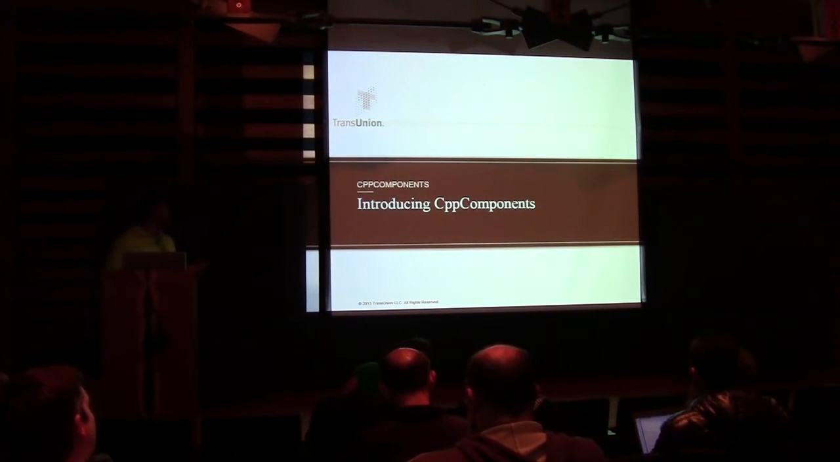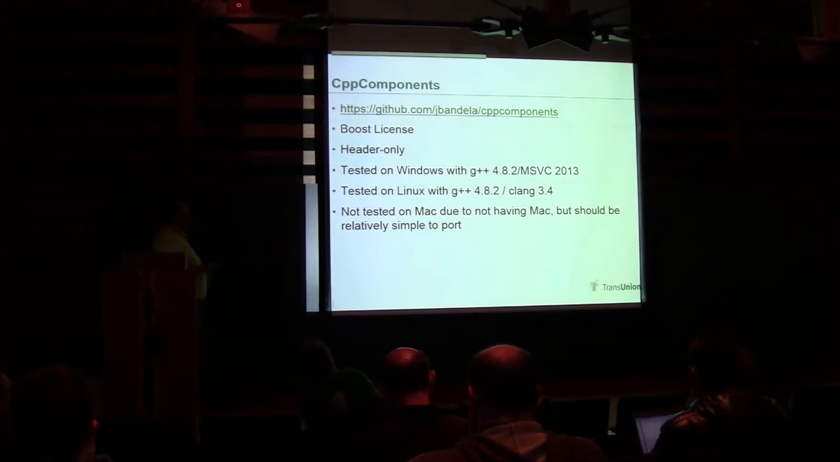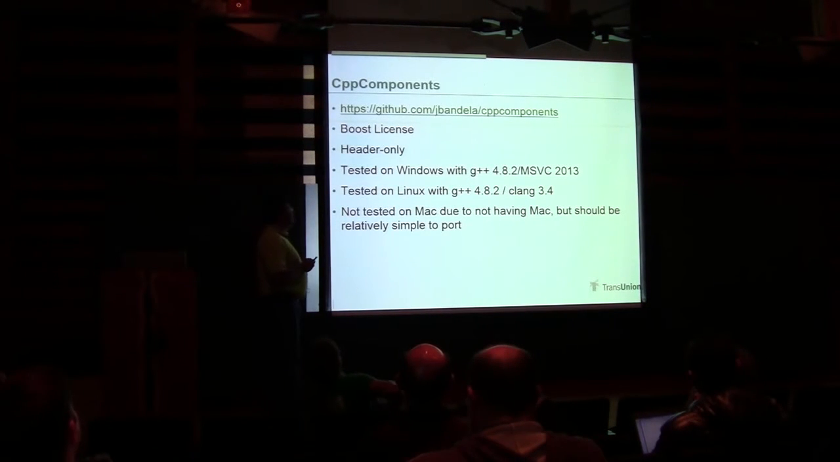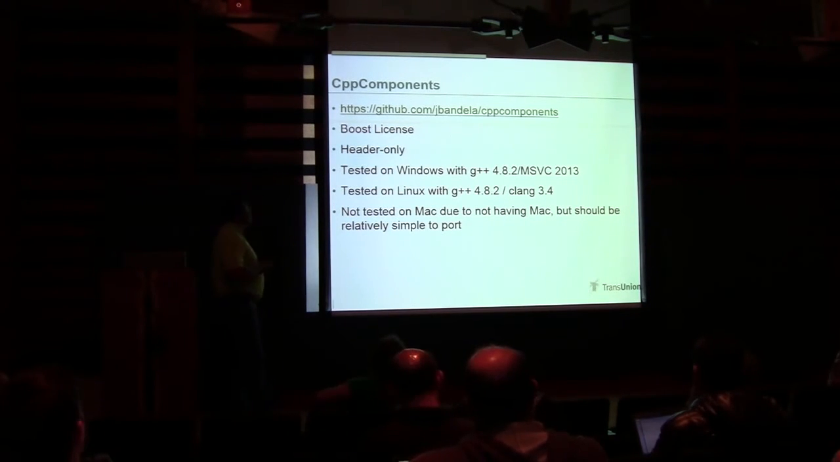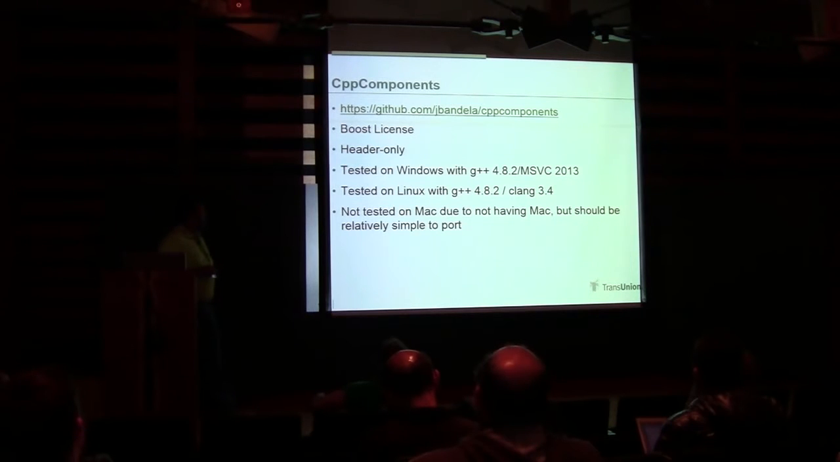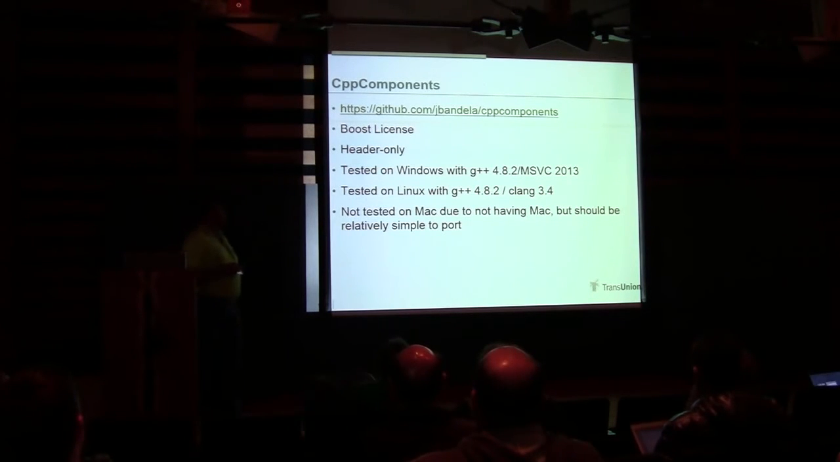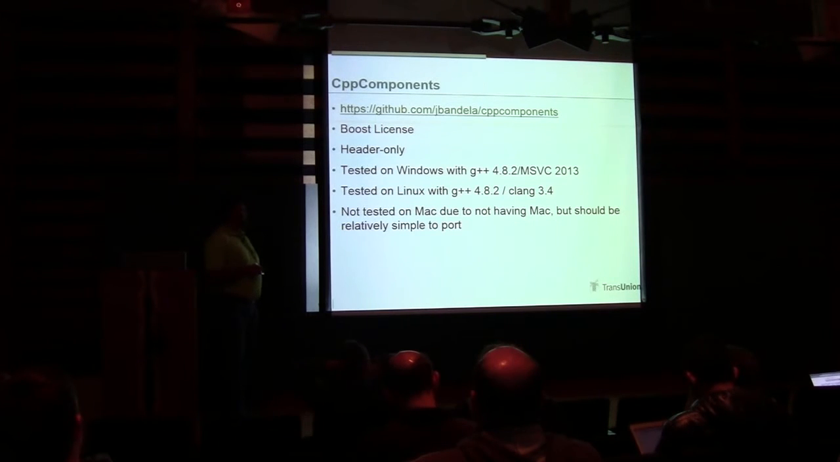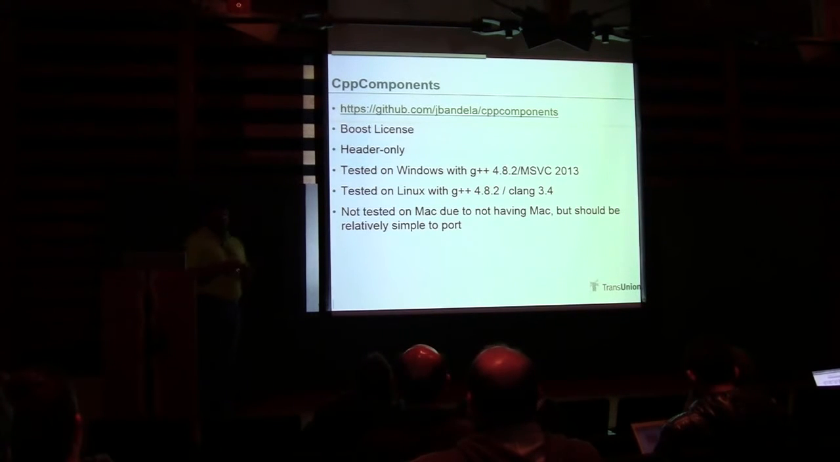All right, so what can we do? How can CppComponents help us? It's on GitHub, jbandela/CppComponents. It's got a Boost license. You can do commercial, open source, whatever you want. It's header only. I tested it on Windows and on Linux. Windows is tested with G++ 4.8.2 and MSVC 2013. On Linux, I tested with G++ 4.8.2 and Clang with libc++. I haven't tested it on a Mac due to not having a Mac, but it should be relatively simple to port.